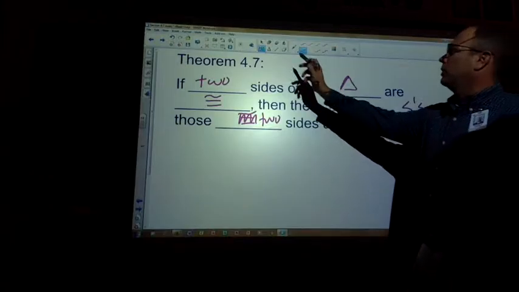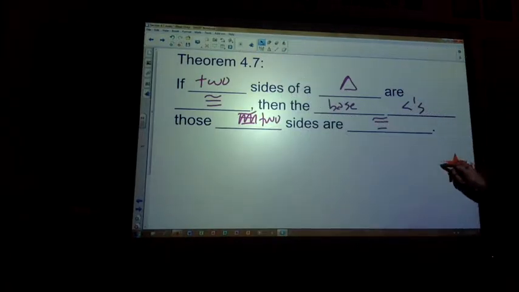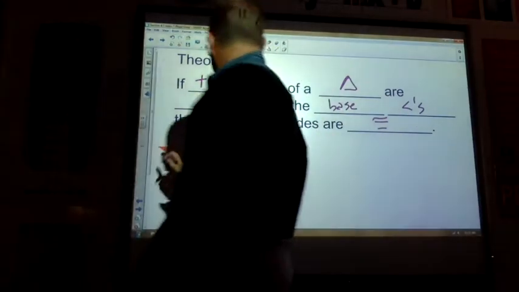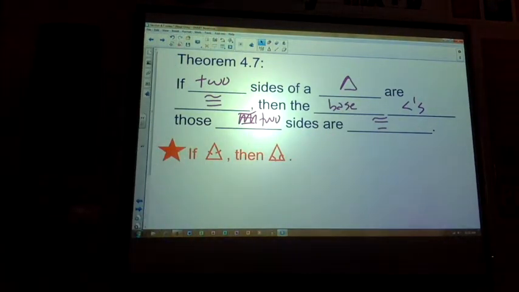Hey, we got a star here. See what the star says. If congruent sides, then congruent base angles. Okay, if two sides are congruent, then the base angles are congruent.